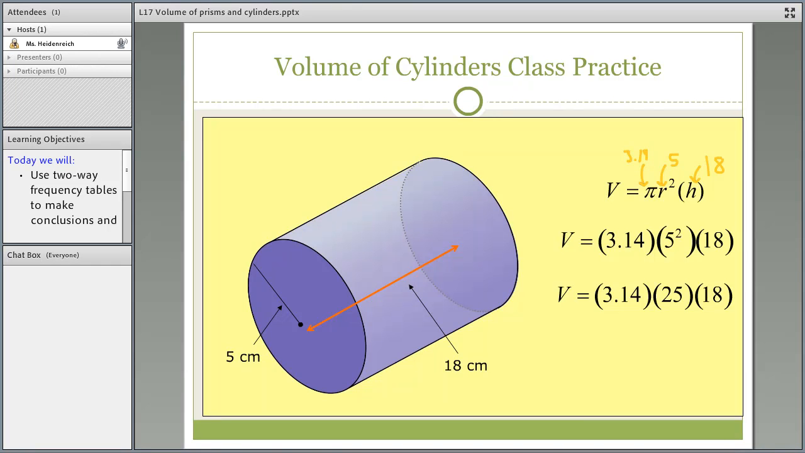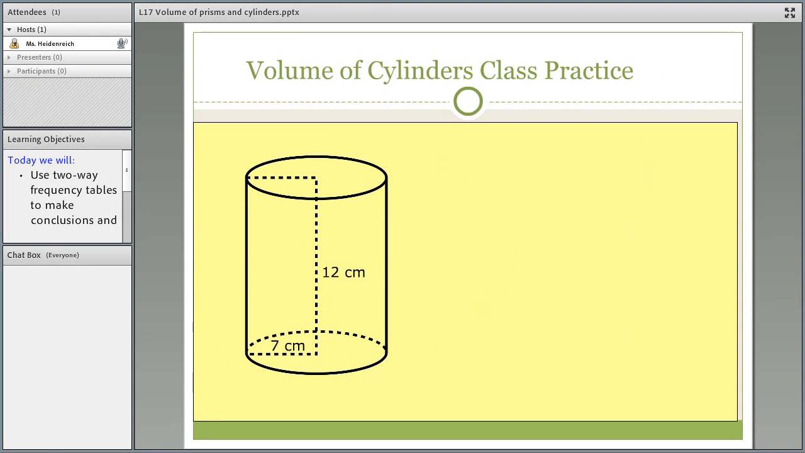And if we actually multiply those three numbers together, we end up with 1,413 cubic centimeters, or if you'd rather, you can write centimeters cubed. Either one of those units would work. Okay, so we have one more, and this one I'd like you to try out. Pause the recording and then check your answer once you're ready.